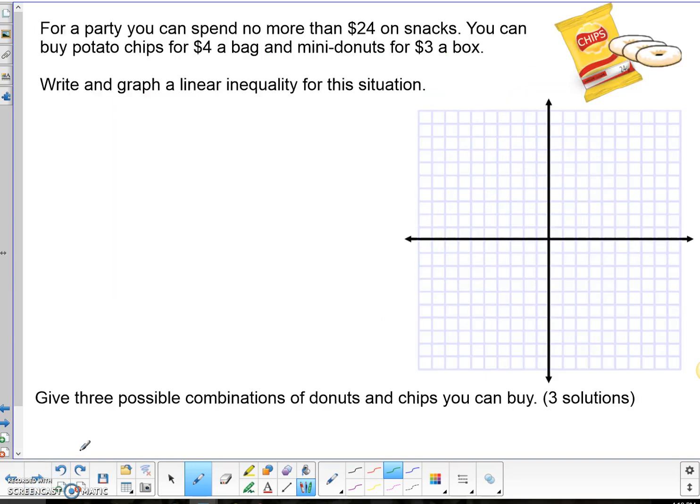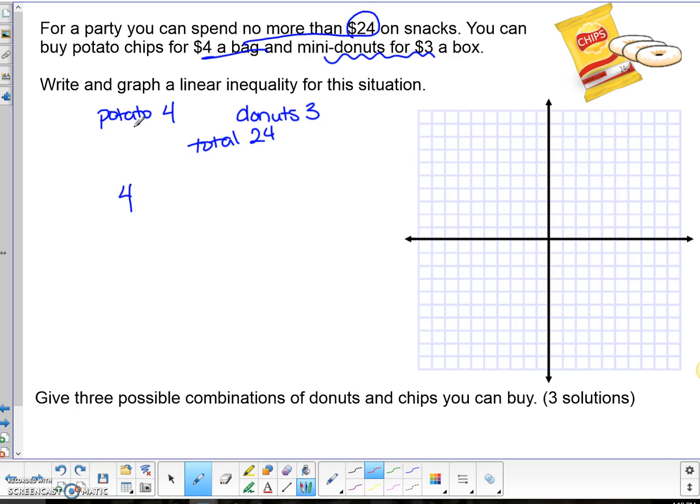The last activity we're going to try here is writing and graphing a linear inequality for a situation. Let's say you're hosting a party and you could spend no more than $24 on snacks. No more than 24, so there's our total number. You can buy potato chips for $4 a bag and mini donuts for $3 a bag. So potato chips is 4, donuts is 3, total is 24. Let's make potato chips stand for x and donuts for y. You can pick any variables you want. I like using x's and y's if I'm going to have to graph, because that's something I'm familiar with. So 4x plus 3y is going to be compared to 24.